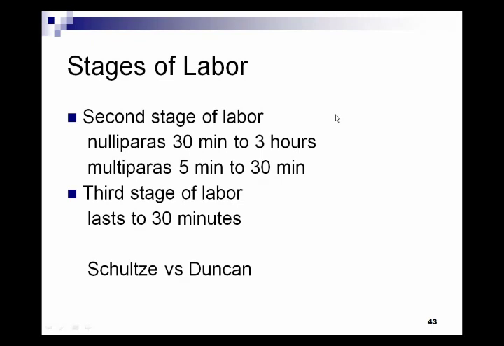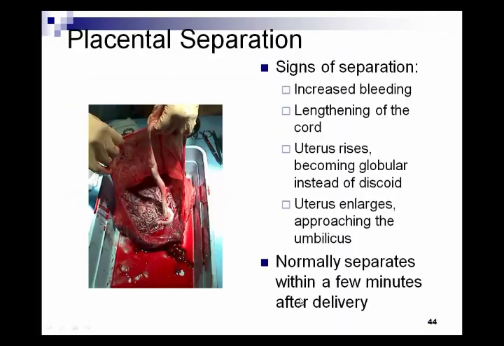And it's more likely to have a retained fragment if we're manually trying to remove it. We still check it whether it comes naturally or it's manually removed. We document if it's a Duncan versus Schultz, and I'll show that in a minute.